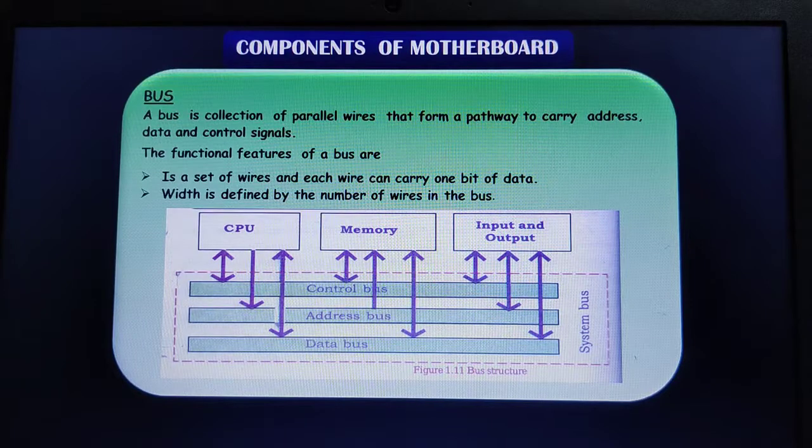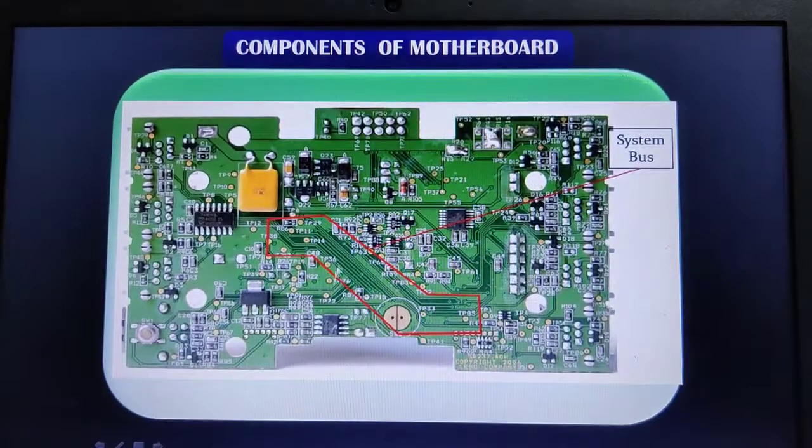So a bus is nothing but a set of wires, and each wire can carry a bit of data. The bus width is defined by the number of wires in the bus. That means the width of this bus depends upon the number of wires present in that particular bus. Usually the total number of wires may be 16, 32, 64 or 128 or more.